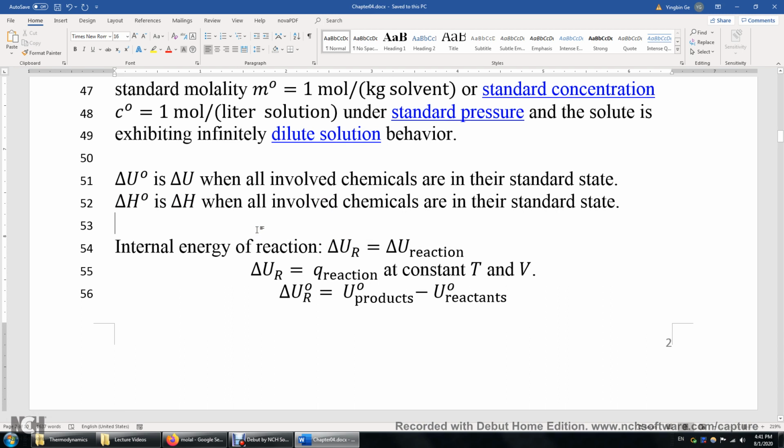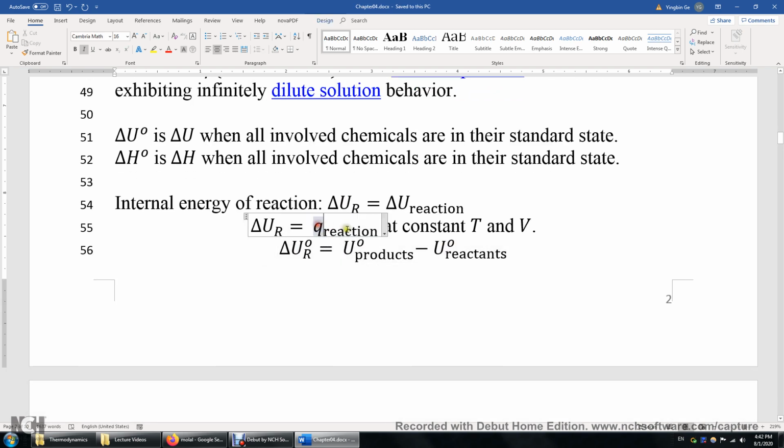So now let's talk about the internal energy of the reaction. Usually we put R, uppercase R, in the subscript. That means we're talking about the change of the internal energy of the reaction system. And again, the heat of the reaction is delta U at constant temperature and volume condition. If we know the internal energy of the products and the reactants, we take the difference, that's the change of the internal energy of the reaction system.